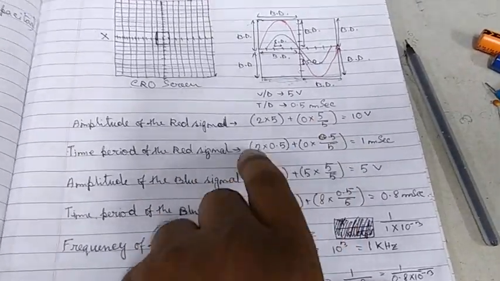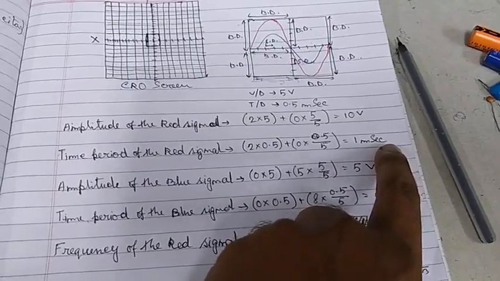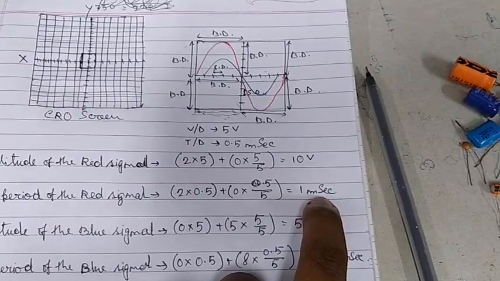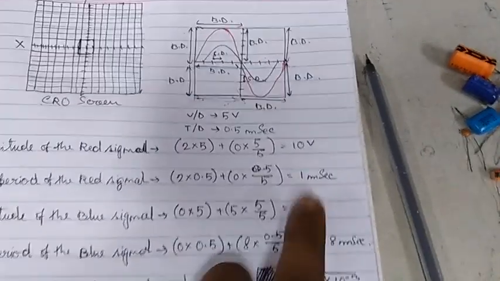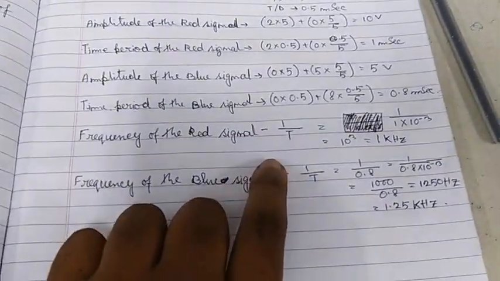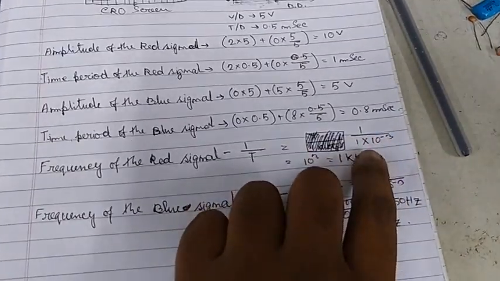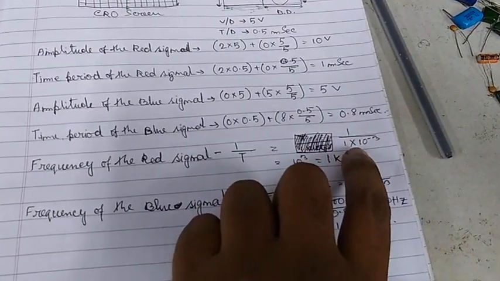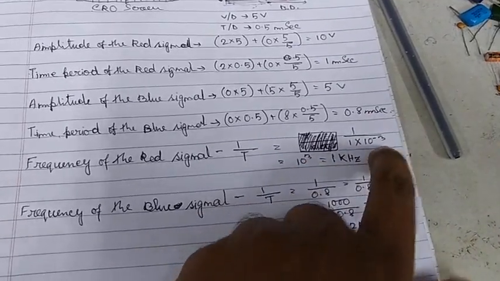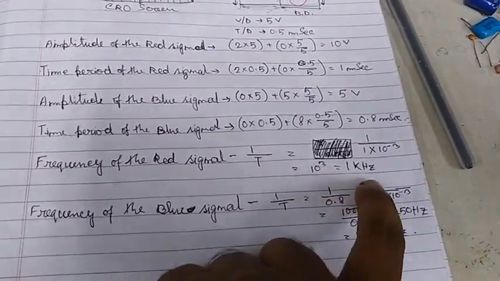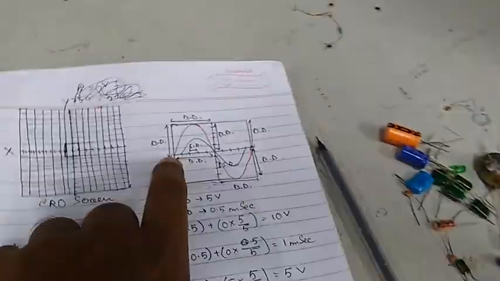So this part is 0 and 2 into 0.5 makes 1 millisecond. Now if I get the value of time period, I will get the value of frequency, as the frequency is reciprocal of time period. Frequency is equal to 1 by time period. So 1 by 1, that is 1 millisecond. Milli means 10 to the power minus 3, so it is 10 to the power 3 hertz, that makes 1 kilohertz. So the frequency of the red signal is 1 kilohertz.